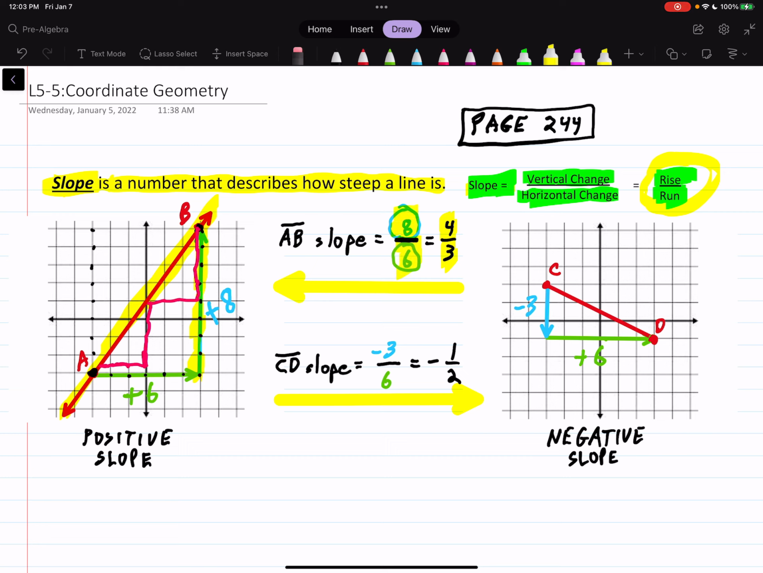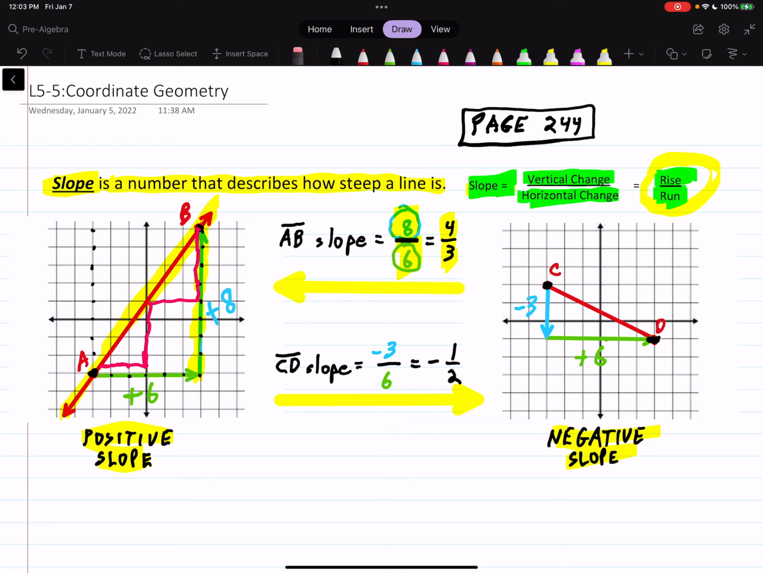All right, let's look at the second one, the one here on the right. Oh, by the way, that ends up with a positive number, right? So that's a positive slope. And I'll explain that a little bit more, but basically from left to right, you're slanting upwards. Now let's take a look at example B here, the one that's labeled negative slope. From point C to point D, we need to figure our rise and our run.